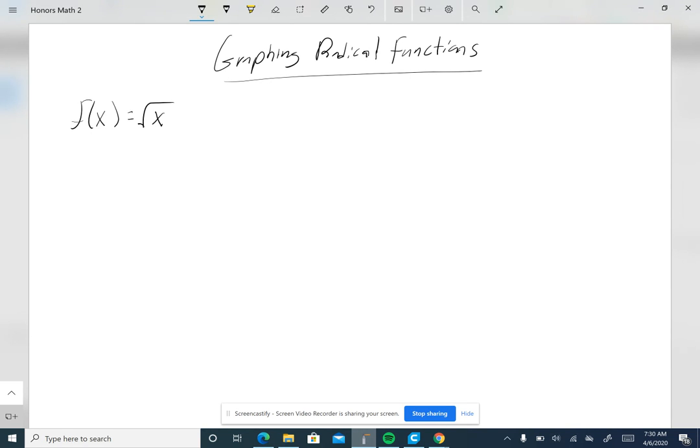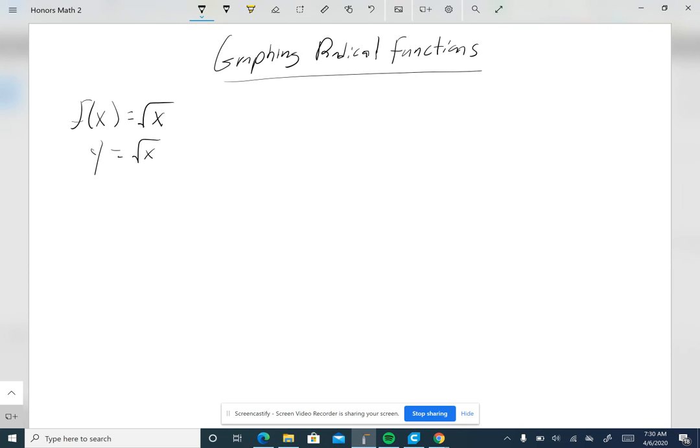So, as we talked about in the last video, a radical equation is anything that involves a radical, like this square root right here, right? And so sometimes we have radical functions, right? And that means we've got an f of x or a y equals the square root of x. And so we can graph something like this, okay?